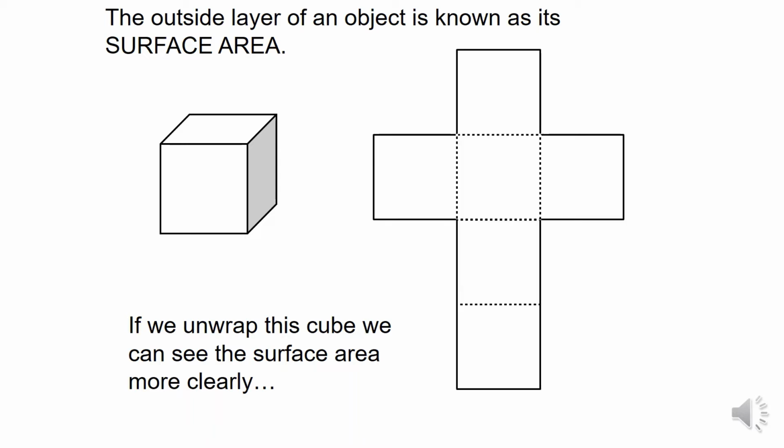Now, you're probably very, very aware of this from maths, even down from primary school, but what we've got here is a net. So this is an unfolded 3D shape, and we can see this now in a 2-dimensional way, and it makes it a lot easier to see this outside layer of an object. Now, if we wanted to work out the total surface area of this shape, we would need to work out the surface area of each of these individual squares and then times it by 6, which is how many there are.